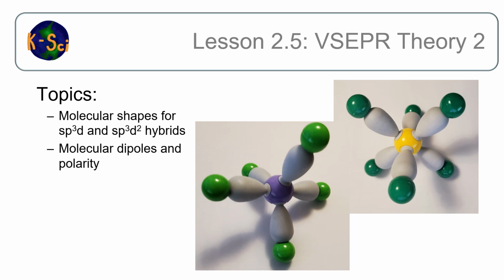Hello there. In this lesson, we're going to do round 2 of VSEPR Theory, and we're going to address all the different molecules that have the valence shell expansion. So our SP3D and our SP3D2 varieties. And then when we're done that, we're going to look at predicting the dipoles on a molecule and being able to tell whether or not it'll be polar. So let's get started.